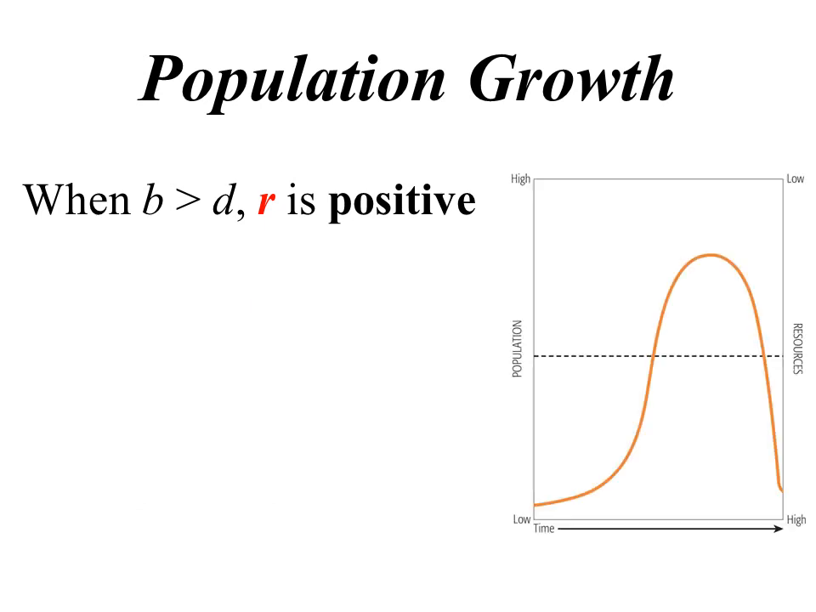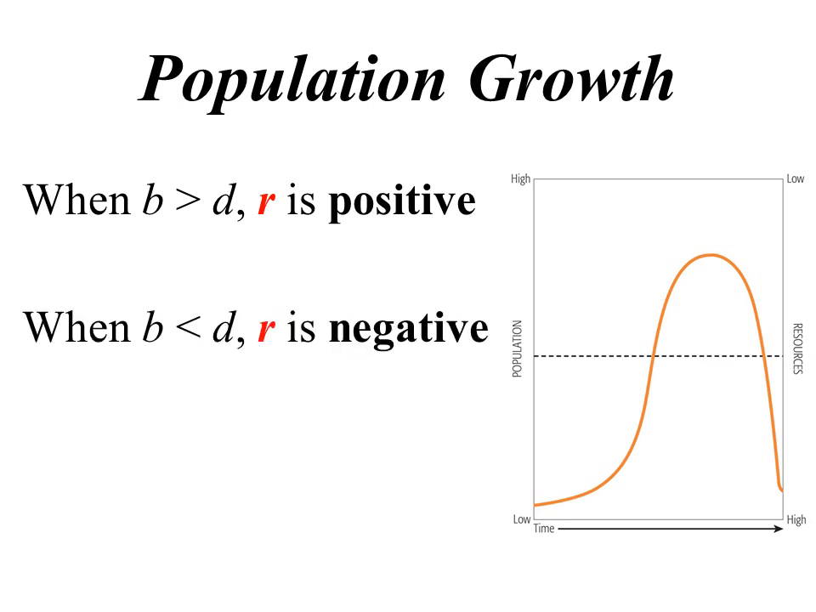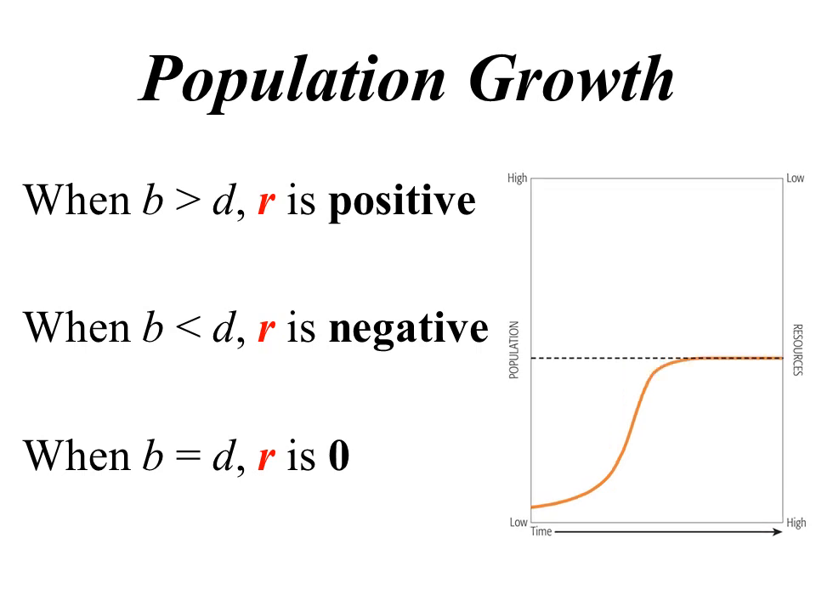Okay? And I have some graphs later. This graph, we're not going to walk through right now. But when birth rate equals death rate, R is zero. So you have a steady state population. That does happen sometimes, where the birth rate is about what the death rate is and you don't have any net gain, at least generally.